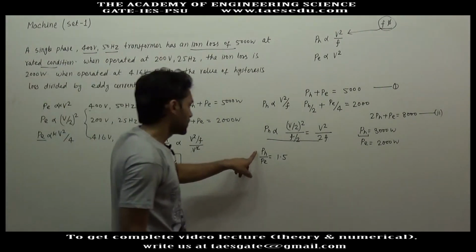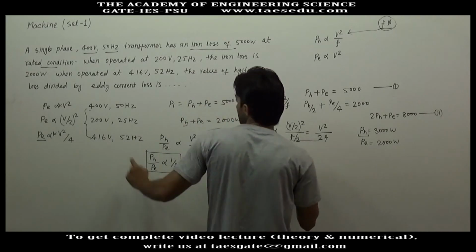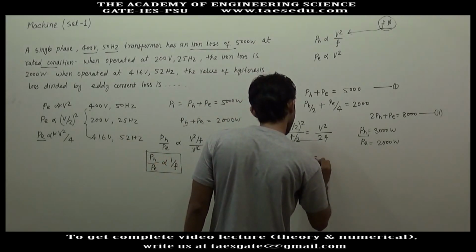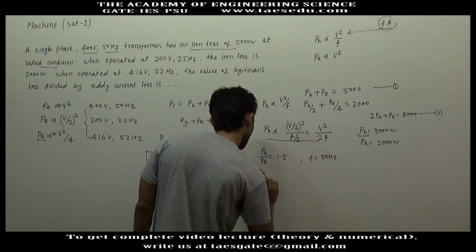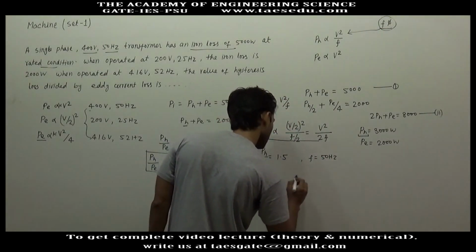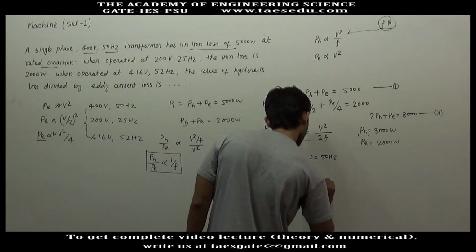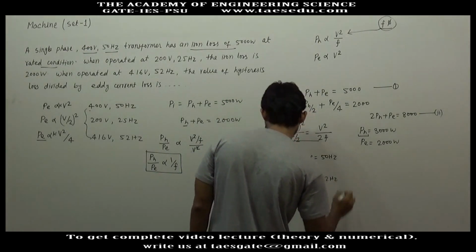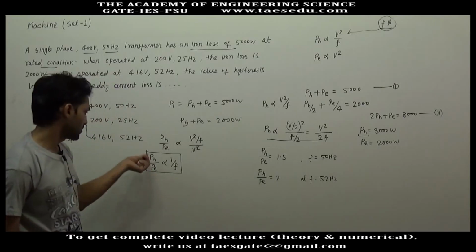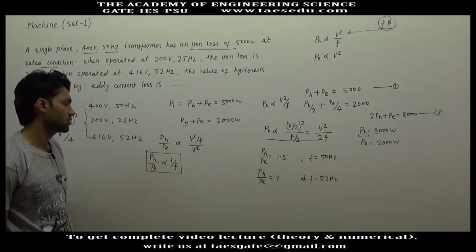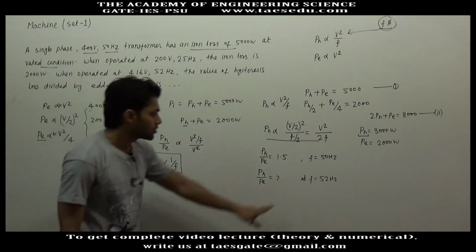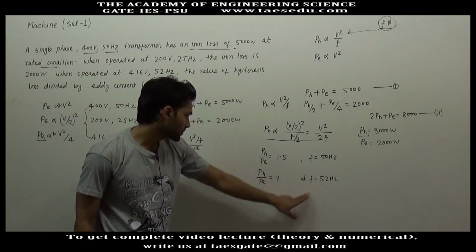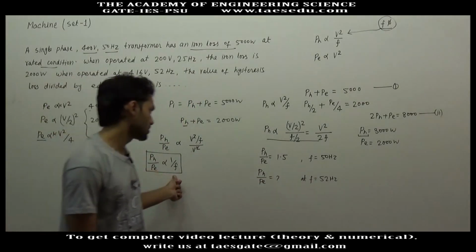So PH by PE is 1.5 at which frequency? When frequency is equal to 50 Hz. And we have to find out PH by PE at f equal to 52 Hz. And we have this information, PH by PE is inversely proportional to f. So you have increased frequency here and this is inversely proportional to frequency.